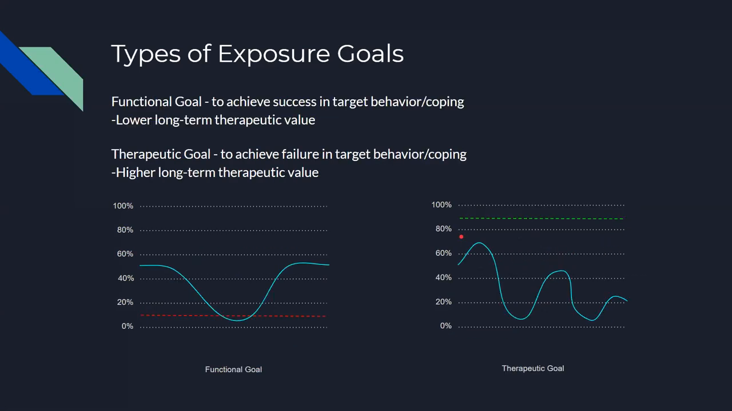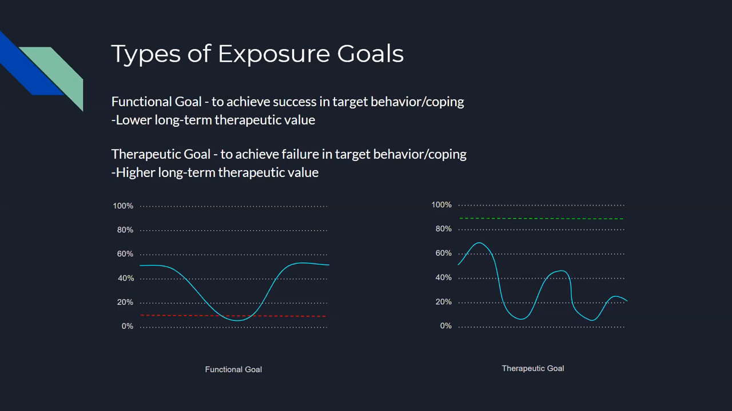We also have two different goals. Functional goals: what the patients usually want when they come into therapy, they want to succeed in doing something. They want to succeed in speaking in front of an audience. That has limited therapeutic value because even if they succeed, it doesn't guarantee that the next time they have to speak in front of an audience, maybe this is the time I will mess up and it's going to be a catastrophe. They're scared again.